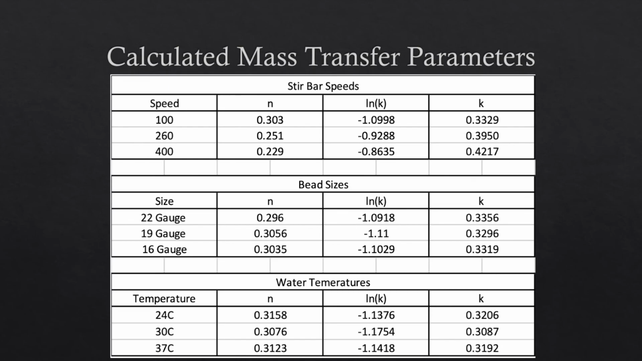Overall, we concluded that the optimal conditions for the drug delivery testing were 260 revolutions per minute, a diameter of 1.1 millimeters, and an overall water temperature of 24 degrees Celsius or room temperature.